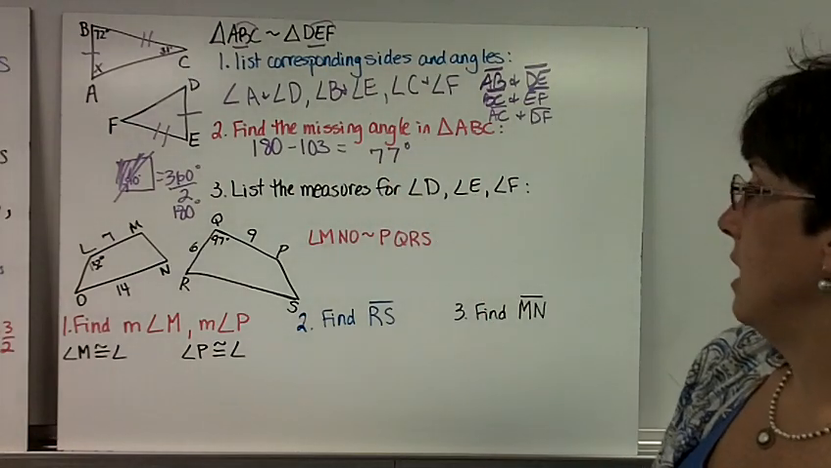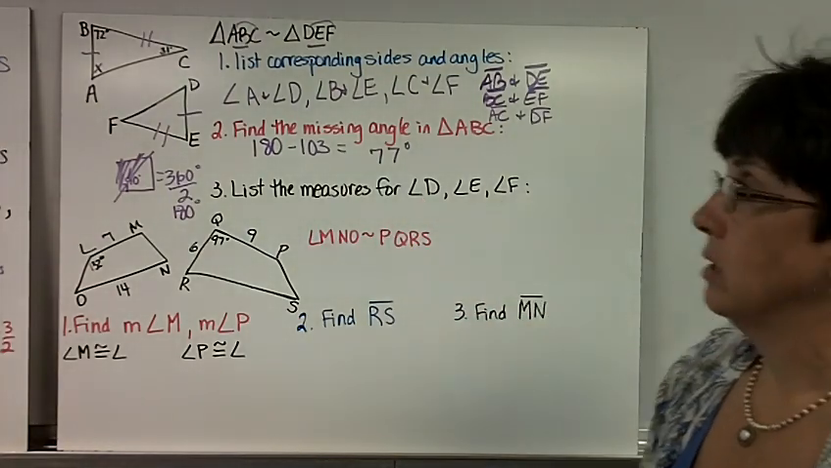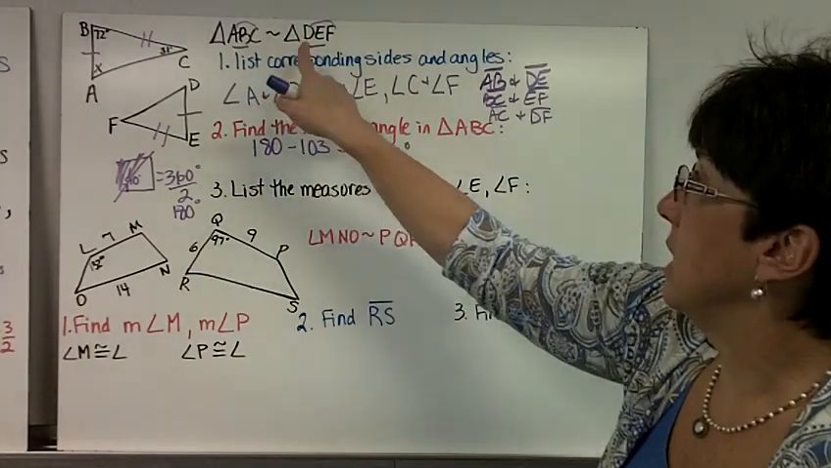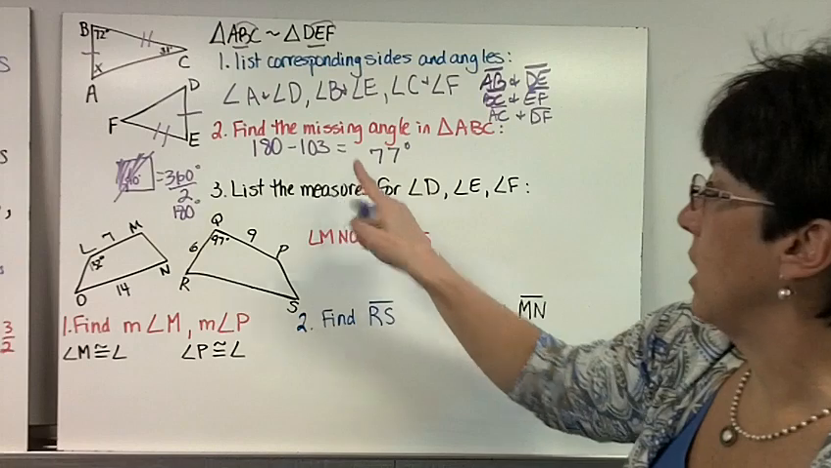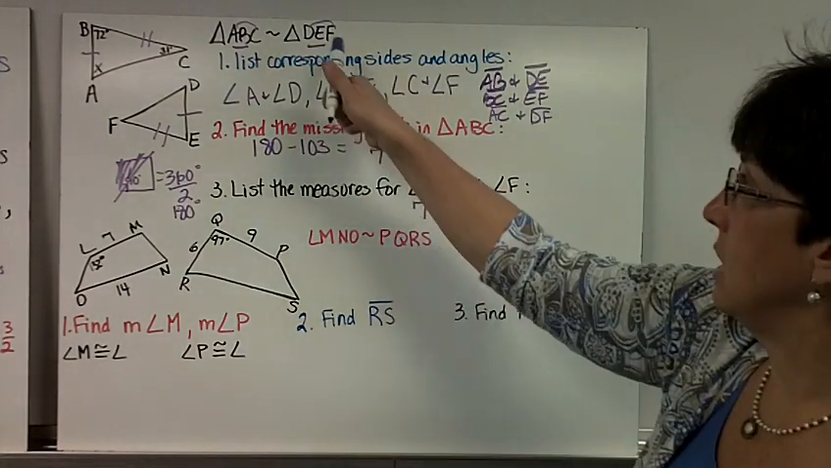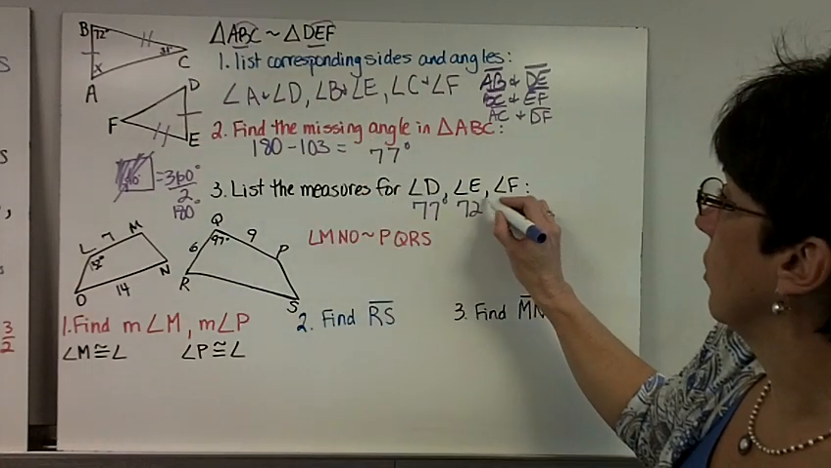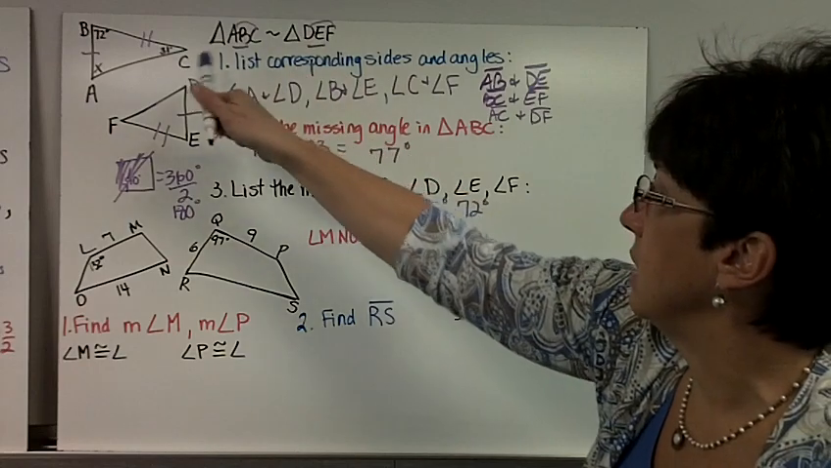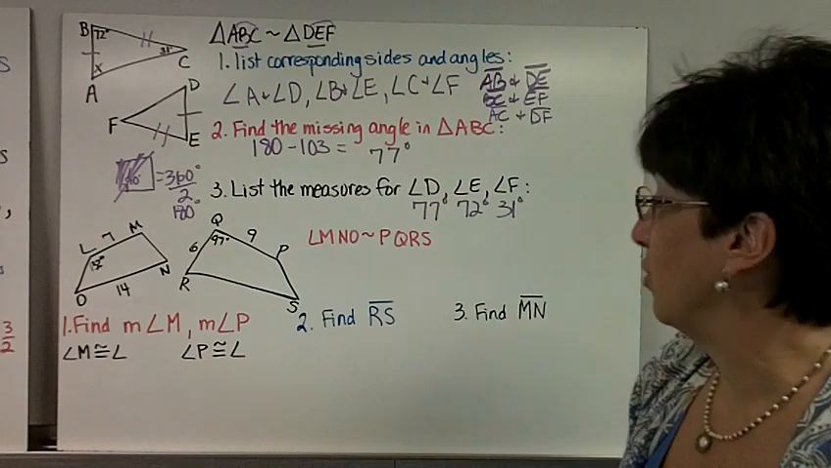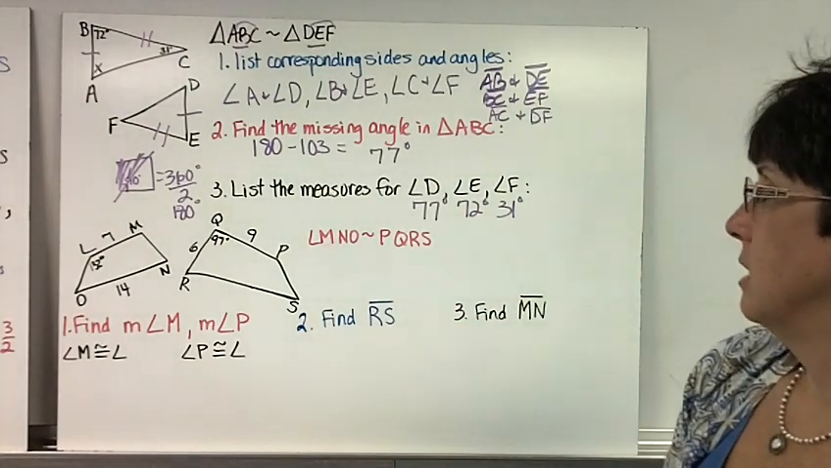Okay? Now, list the measures for angles D, E, and F. Well, in similar triangles, the angle measurements are the same. So angle A is the same as angle D. We just found angle A, so that would be 77. E is the same as B, and B is 72. And F is the same as C, and C is 31. So that's all you have to do. You don't have to do any math. It's just figuring out which corresponds with which. Okay? All right. Last one.